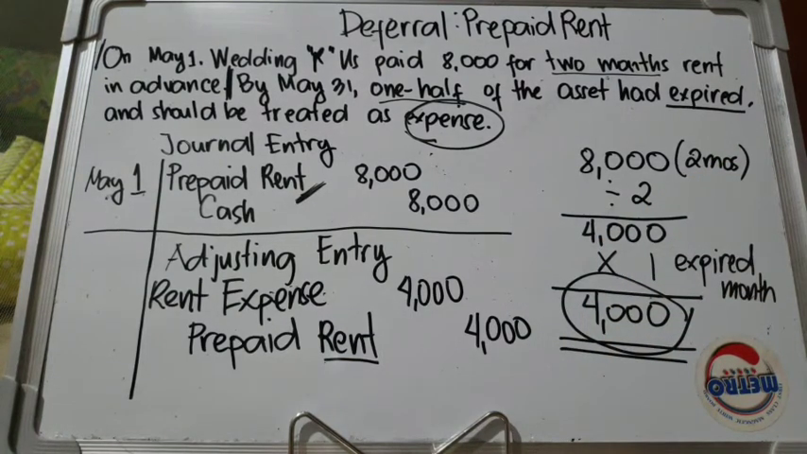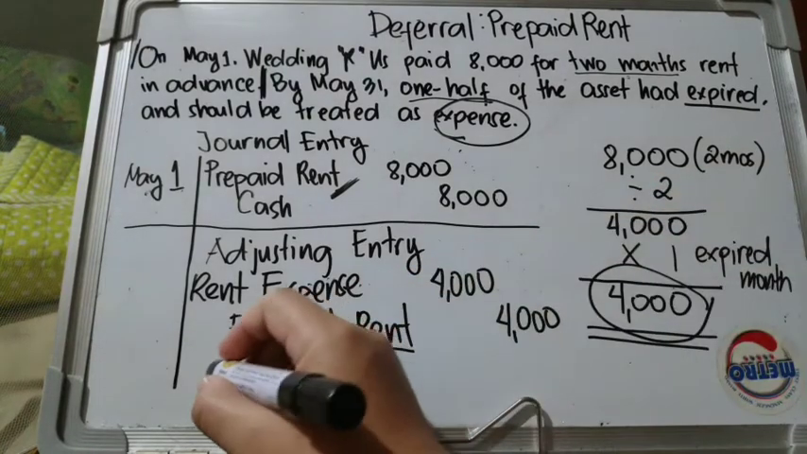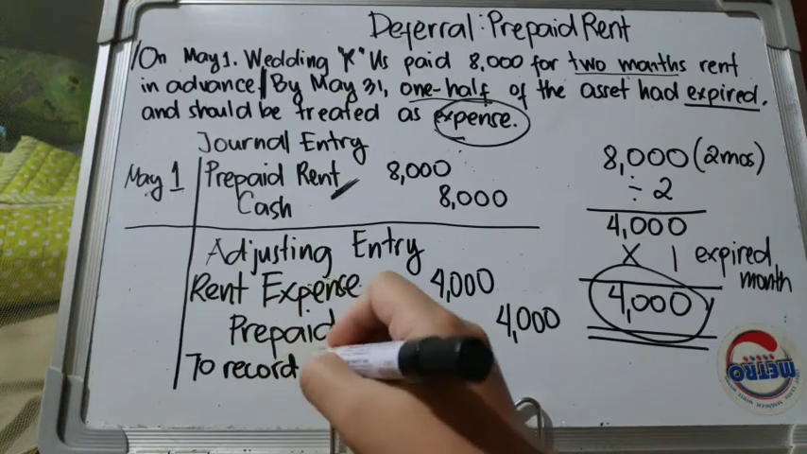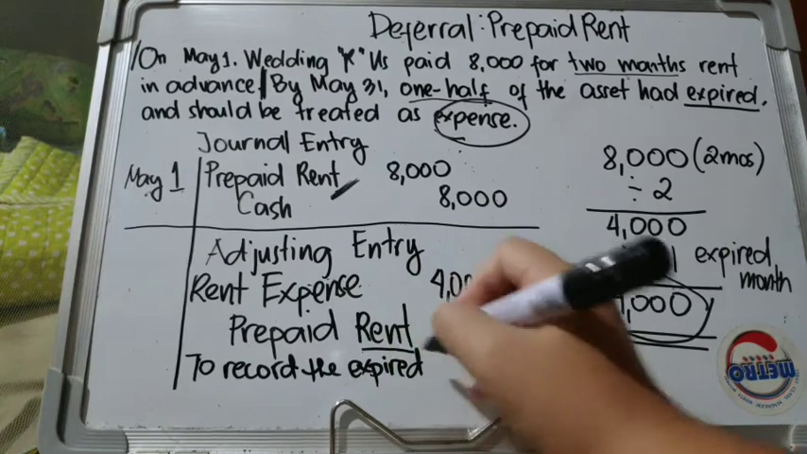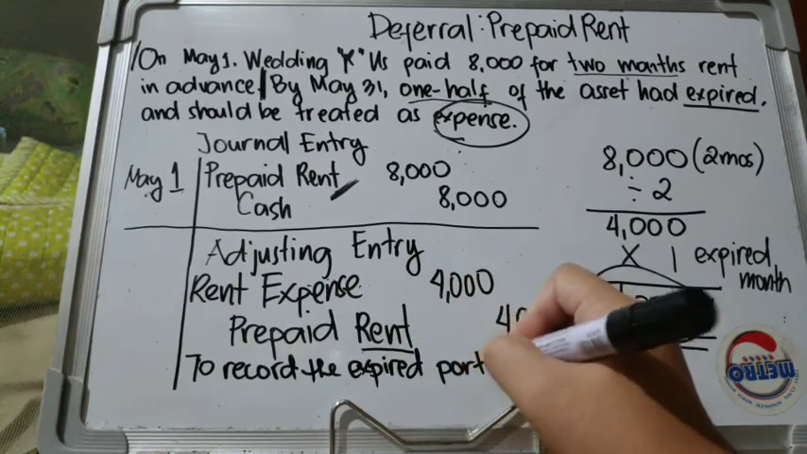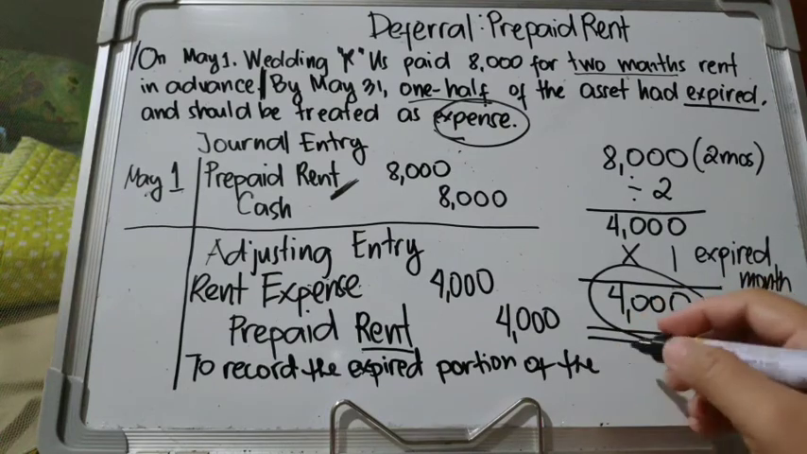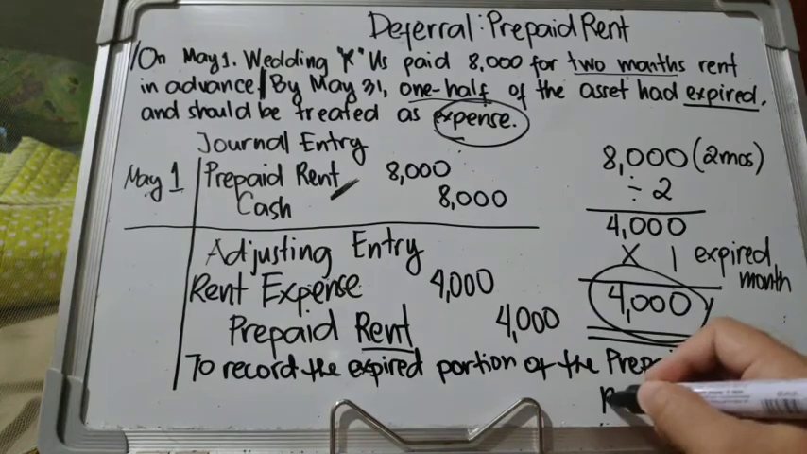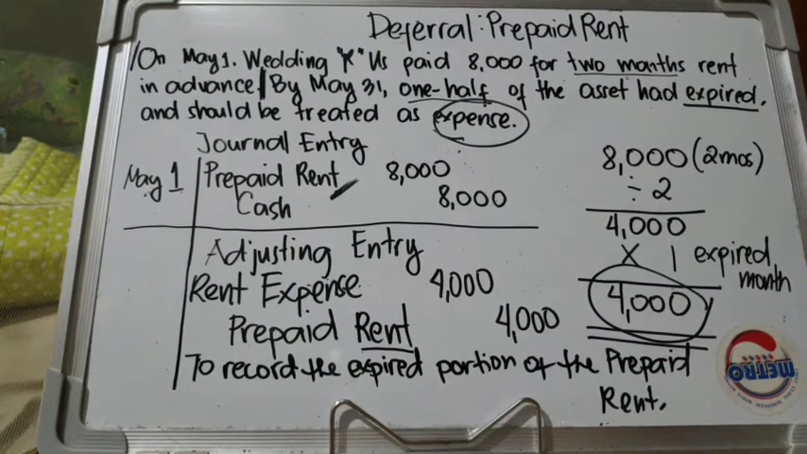So, what will be your explanation for this adjusting entry? To record the expired portion of the prepaid rent. So that will be your adjusting entry.